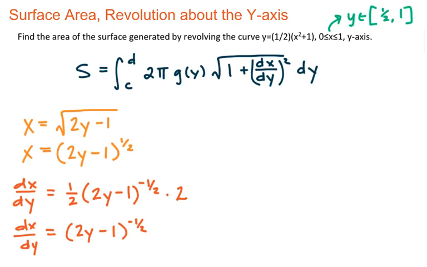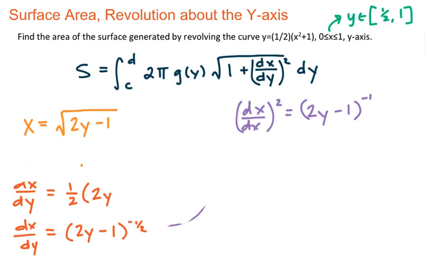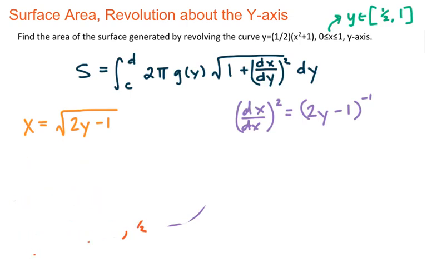And if we look at squaring that, dx dy quantity squared, well, squaring that, that's going to give us 2y minus 1 to the negative 1. Because if we look at squaring that, that would be negative 1/2 squared, multiply powers, you get negative 1. All right, so now that we have all of this information, let's plug it into our surface area formula.